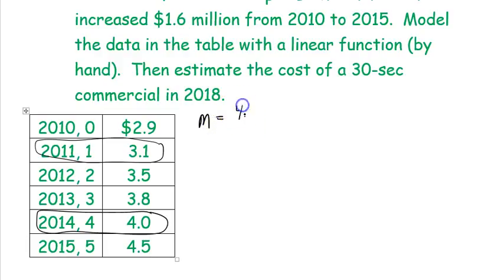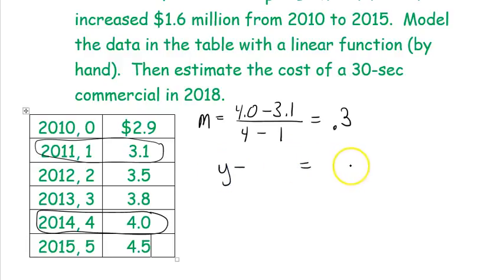So I'm going to have y minus y over x minus x. Okay, and if I use my calculator, that's going to give me a 0.3. So then I'm going to set up my point-slope form of a line and put my 0.3 in front. And I can use either point that I want to, so I'll just use the first one. The y value is 3.1 and the x value is 1.